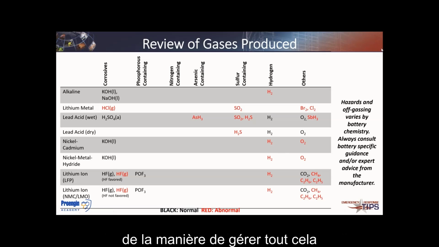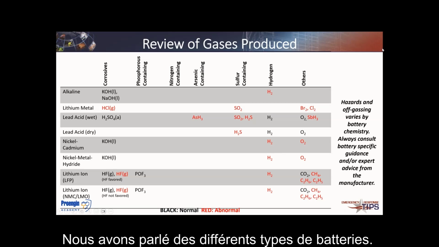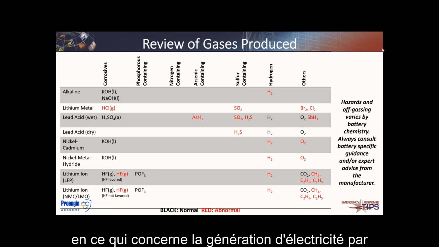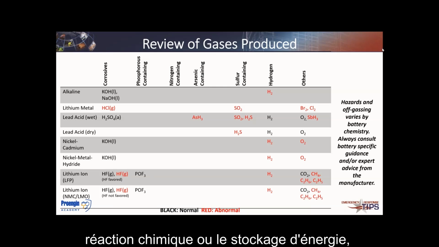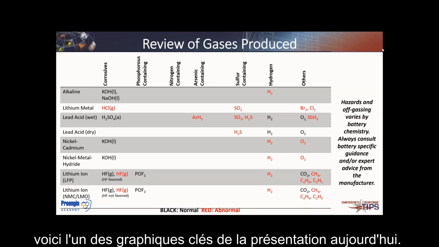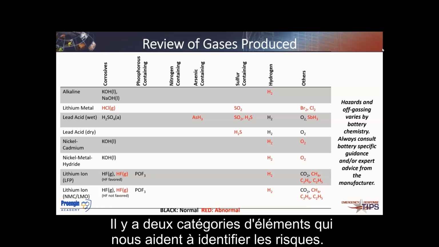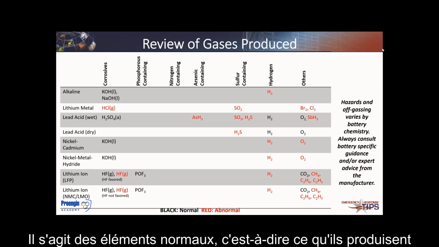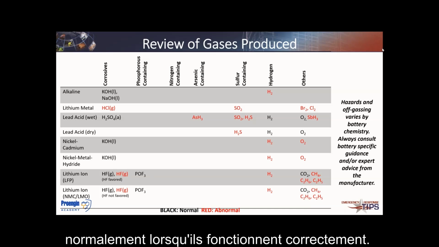Thanks, Christina. So we talked about the different types of batteries, and because of the nature of how they work and the materials that are inside there, as far as how they're generating the electricity from the chemical reaction, or how they're storing the energy from the chemical reaction, this is one of the key charts of the presentation today, hopefully. So there's two classes of things that are helpful to us as we work to identify that. So that is the normal, so what they will produce normally when they're operating properly.